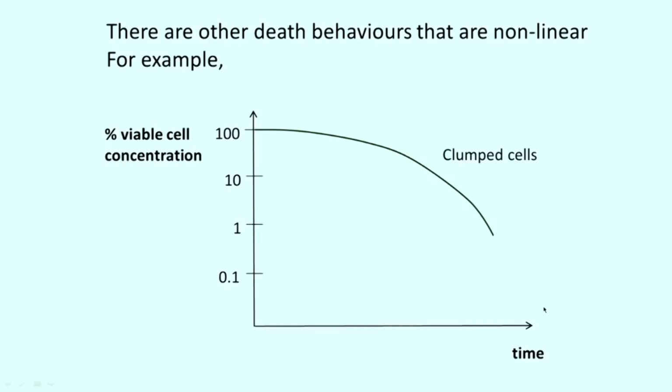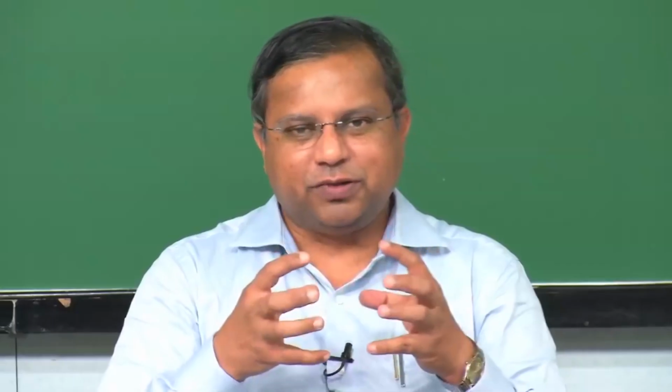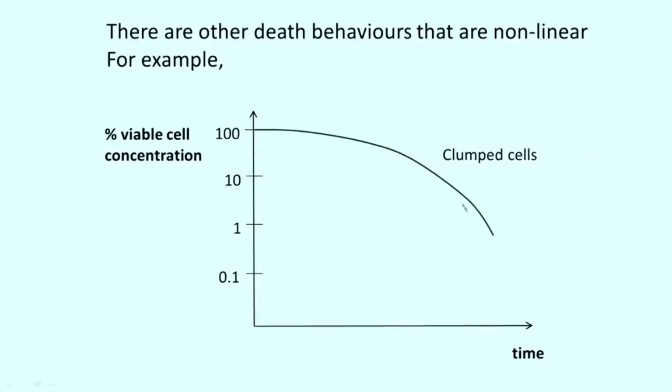The answer is clumped cells. If cells clump with each other, then it takes a while for the killing of the internal parts of the clump compared to the outer parts of the clump. So, that results in this kind of behavior for a plot of percent viable cell concentration versus time. Let us look at one other nonlinear behavior just for the variety. This is another nonlinear behavior.